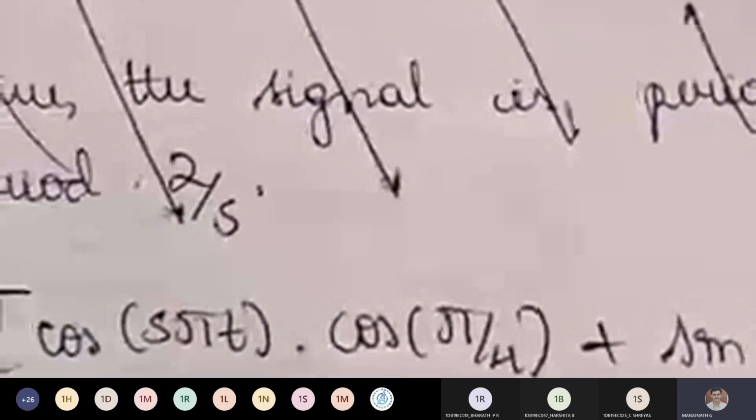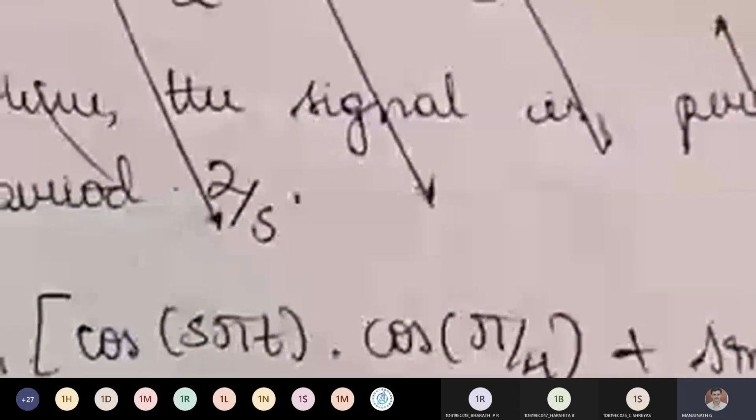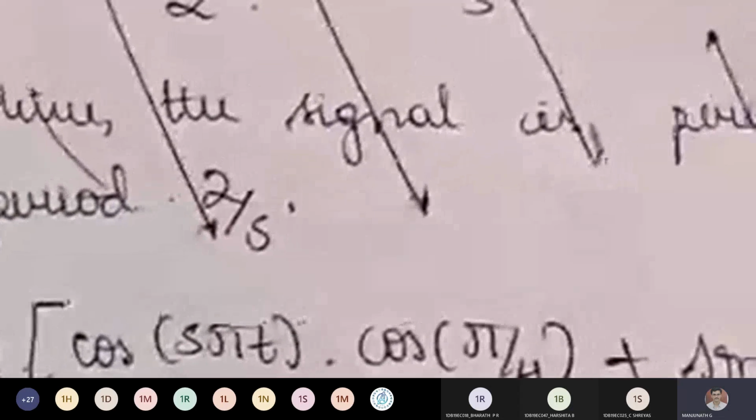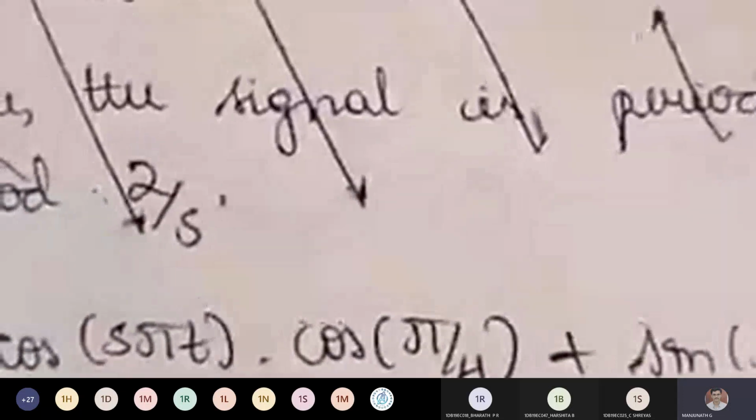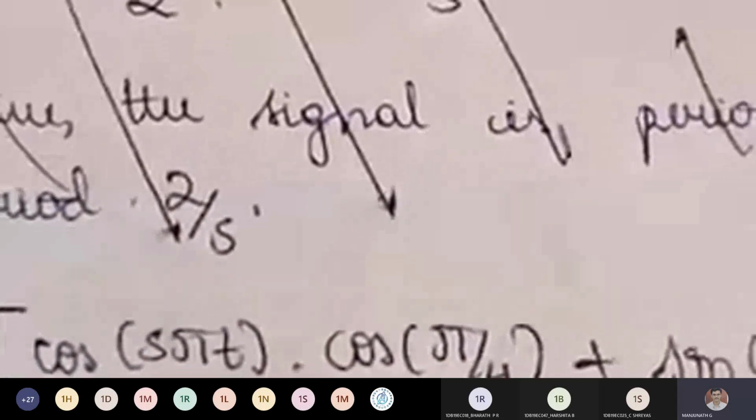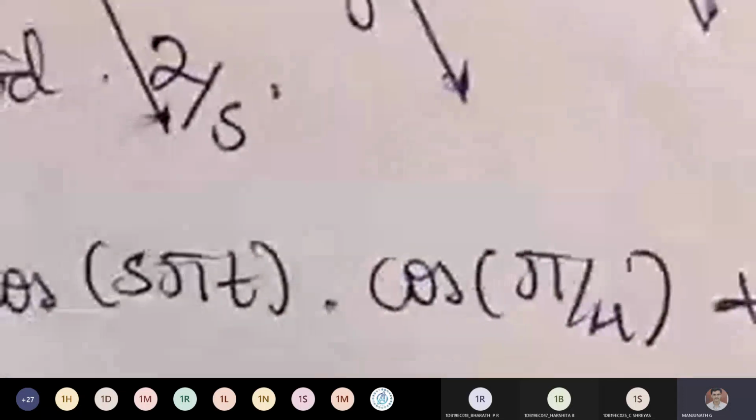Okay. Then express the amplitude in terms of cos pi by 4 and sin pi by 4, sir. Okay, good. Cos pi by 4 comes down as 1 by root 2, and sin pi by 4 as well. Okay.